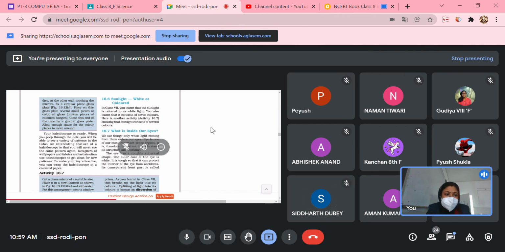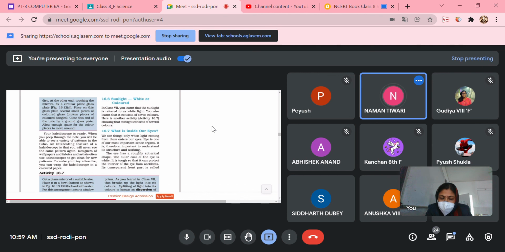Yes, so that is the setup and how you can make it. I think in class 6 you had tried. I think in Radha ma'am's class no one has done it. Anushka, you haven't made it. You can make the kaleidoscope. Okay, I think I'm having one. Just wait.